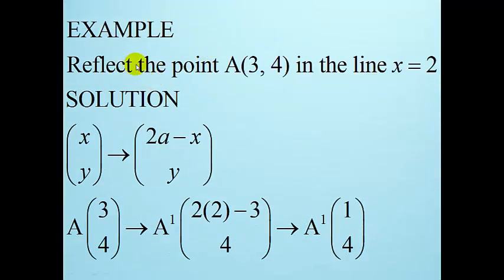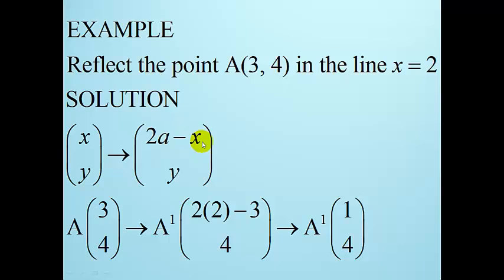Example: reflect the point A(3, 4) in the line x equals 2. From the rule, we can see that (x, y) maps to (2a minus x, y). Now we are told to reflect the point A(3, 4) in the line x equals 2. That means that a is the constant, that is 2, so wherever we see a, we have to substitute 2.